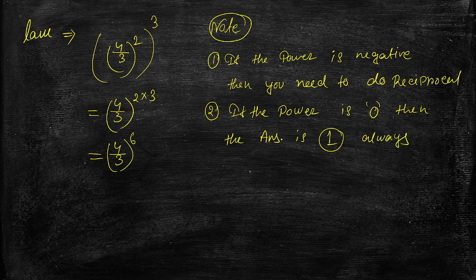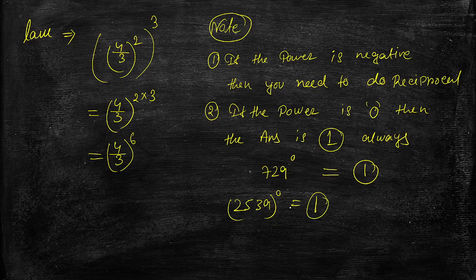No matter what the number is. Suppose you have the number 729 power 0, the answer will be 1. If the number is 2539 power 0, the answer will be 1. For any number, if the power is 0, the answer will be 1. Okay, 2 points you need to remember.